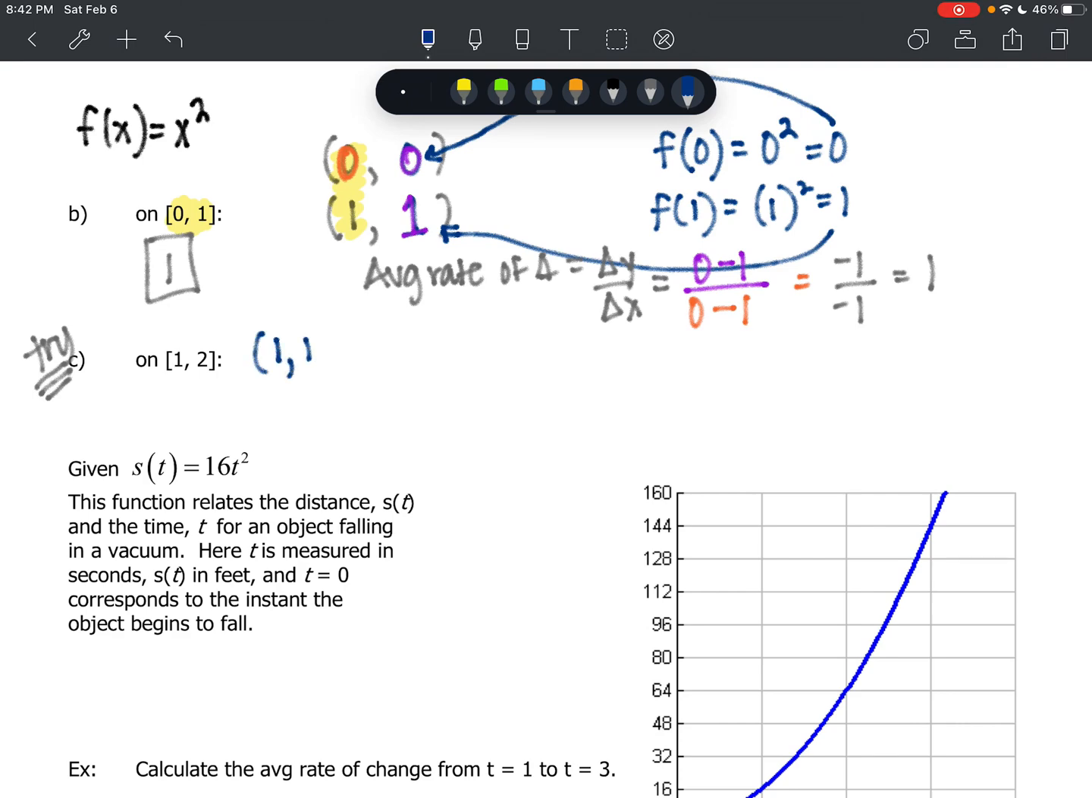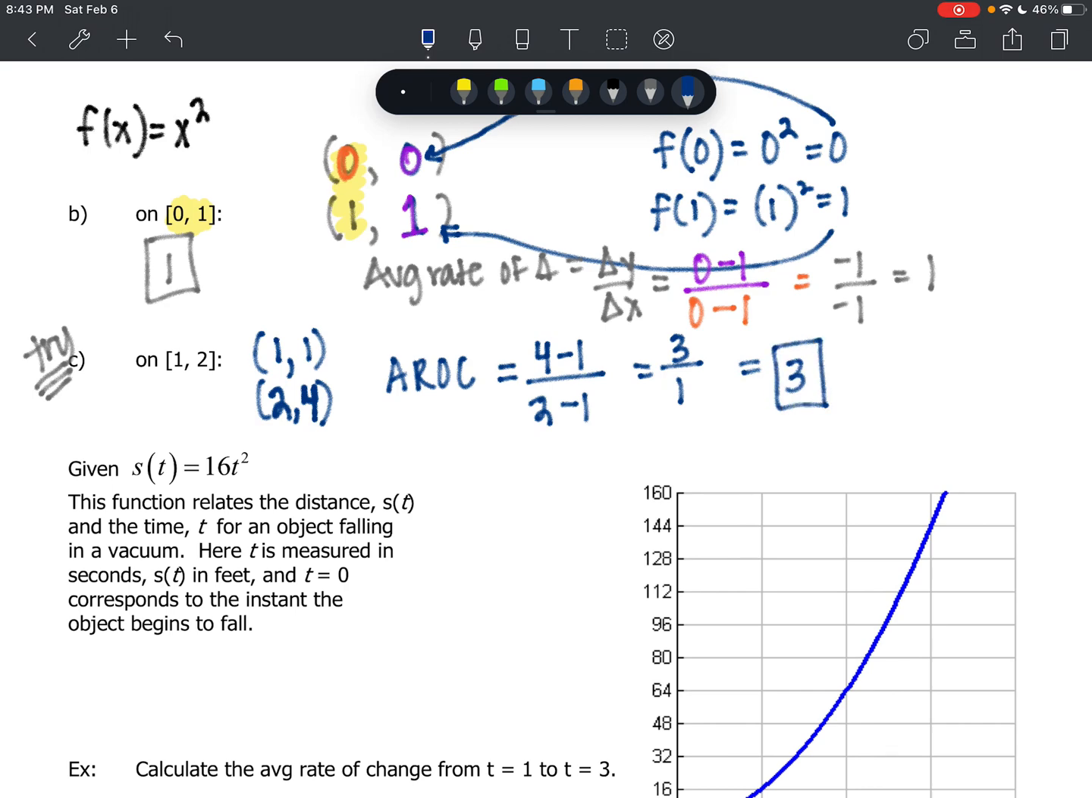Okay, I got the ordered pairs (1, 1) and (2, 4). And then your average rate of change, I'm shortcutting those letters there, is 4 minus 1. I'm going to start with the second ordered pair. 4 minus 1, then I'm going to have to start with 2 minus 1. We're just using the slope formula. That's equal to 3. So if you got a 3, once again, give yourself a pat on the back.